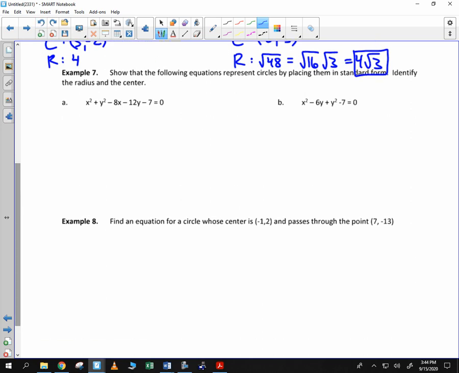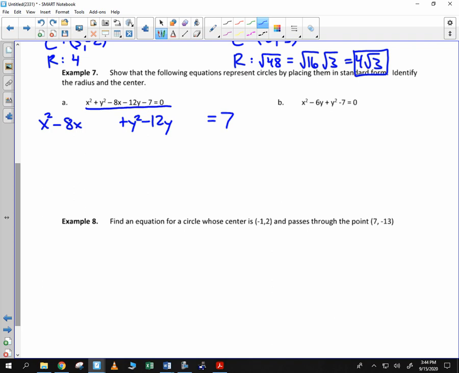Sometimes we get equations that are not in the form of a circle. And this one is a circle, but it doesn't look like a circle. So we're going to place it in the appropriate form and identify then the center as well as the radius. And what I do is I gather together my x's. I'm going to put the 7 on the other side.